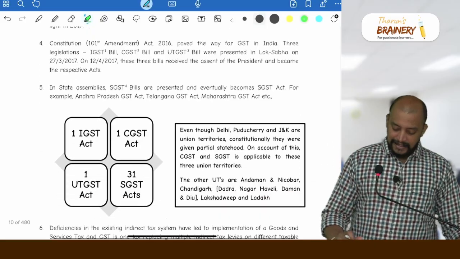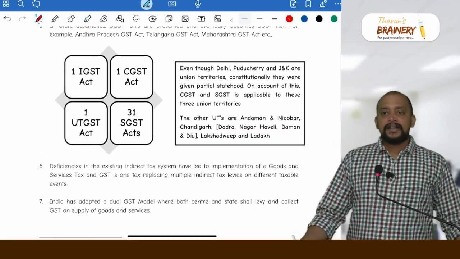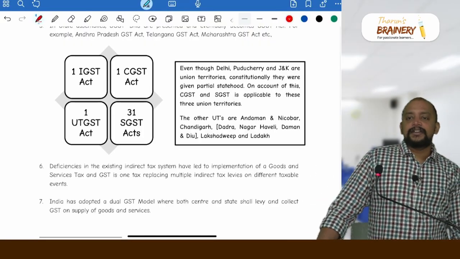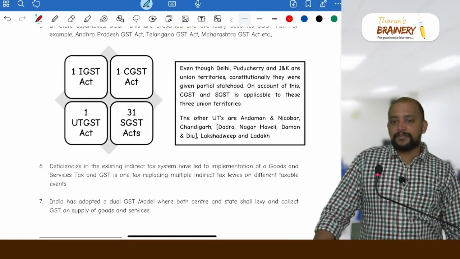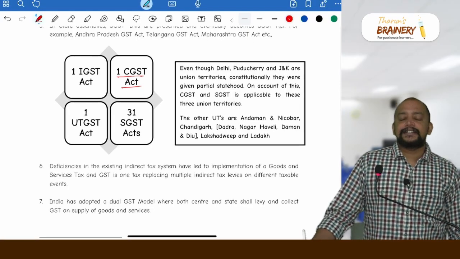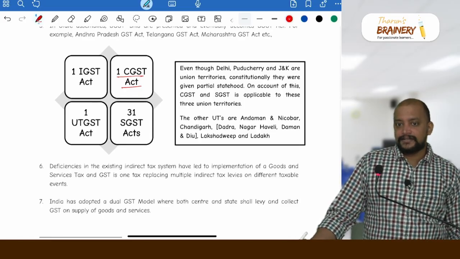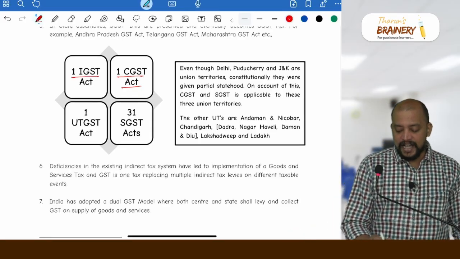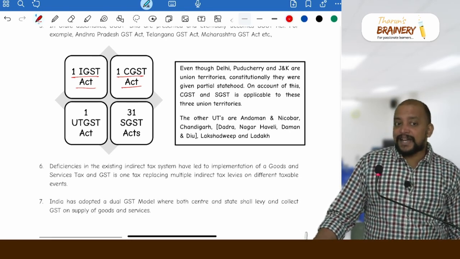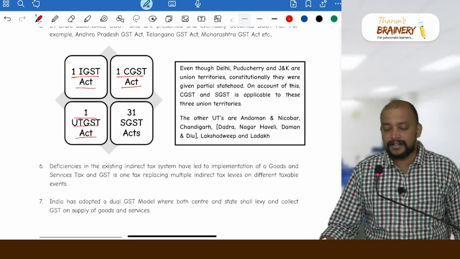Next, how many GST Acts do we have? CGST is levied by the central government, and we have only one central government, so there is one CGST Act. Who will levy IGST? The central government, again one central government, so one IGST Act. And UTGST is also levied by the central government, so there is one UTGST Act for the union territories together.